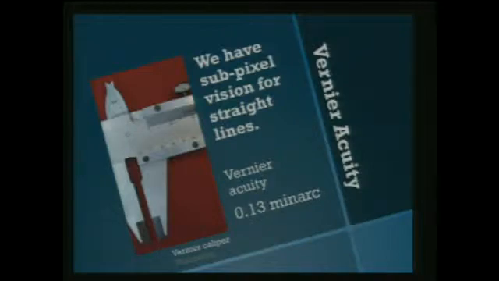So if you give someone a vernier caliper, and you tell them to align 2 lines on the caliper, and you test how well they were able to do that, studies show that the best that humans can do is to align to an acuity of 0.13 arc minutes, which is actually subpixel. So the human brain has subpixel processing going on as well, which I think is pretty interesting.